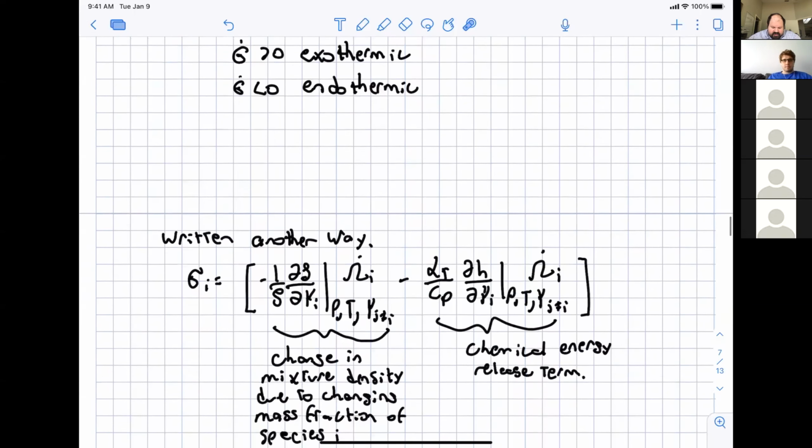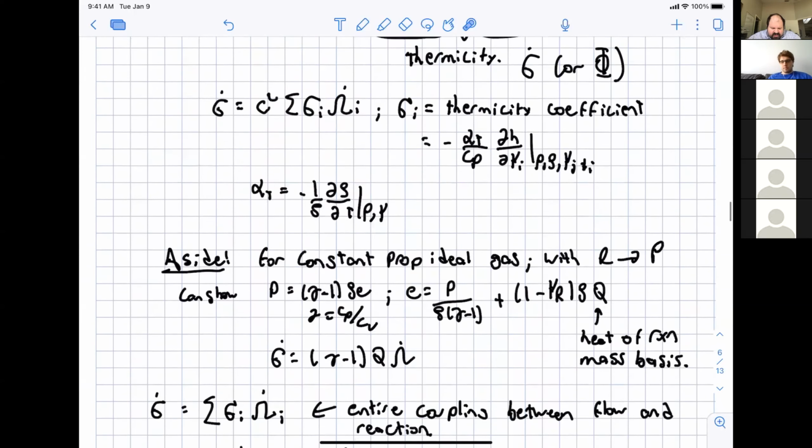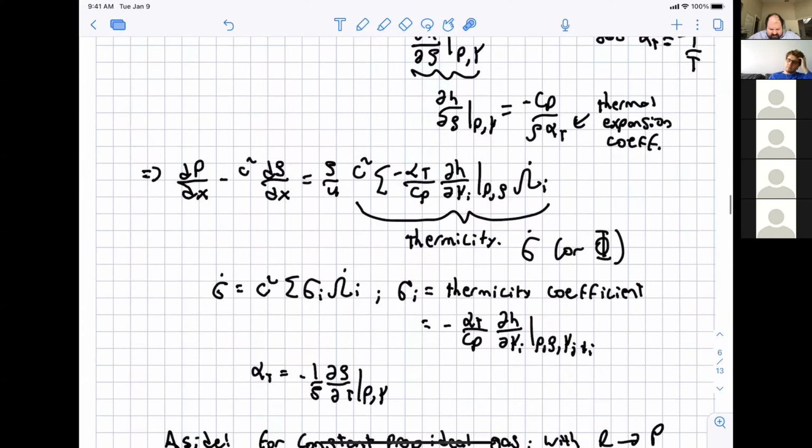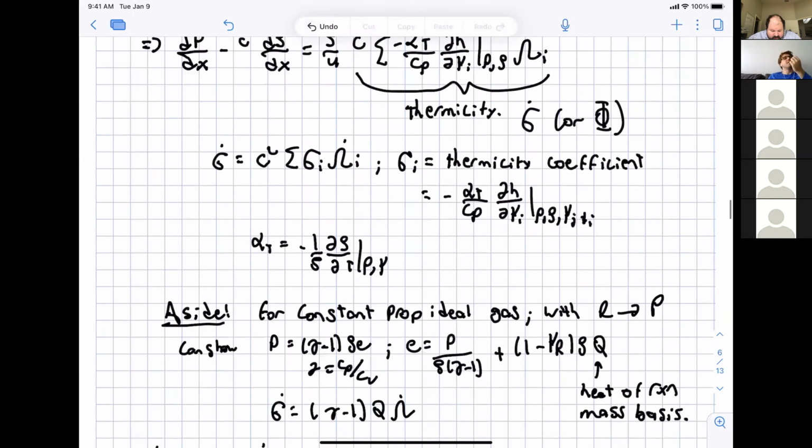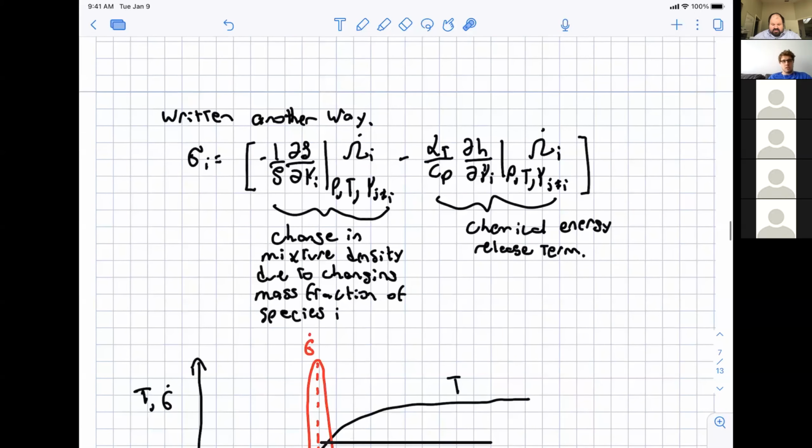Okay, and so what we can do is take this thermicity here, wherever I have its definition, and write it another way. I'm not going to go through the precise derivation of this, but you can split up the two terms here, and say that the thermicity coefficient is equal to -1 over rho partial yi times the chemical reaction rate, minus alpha over T divided by Cp times this partial derivative right here times the chemical reaction rate.